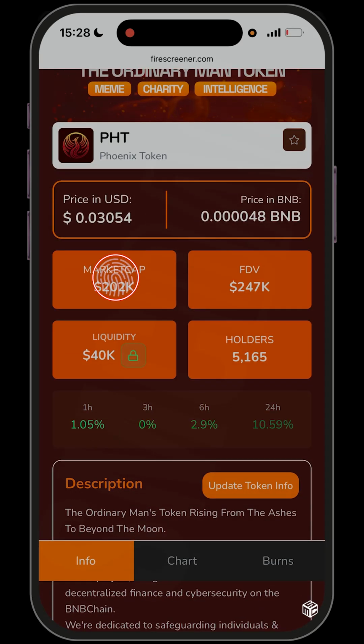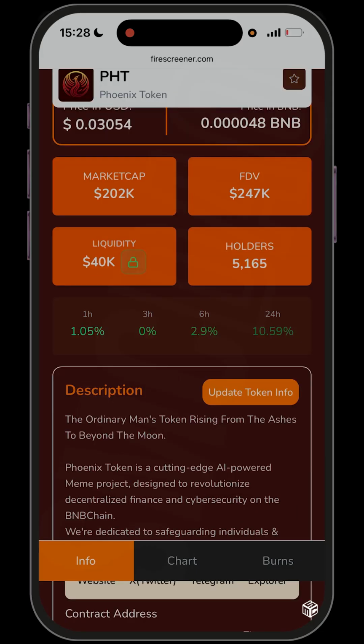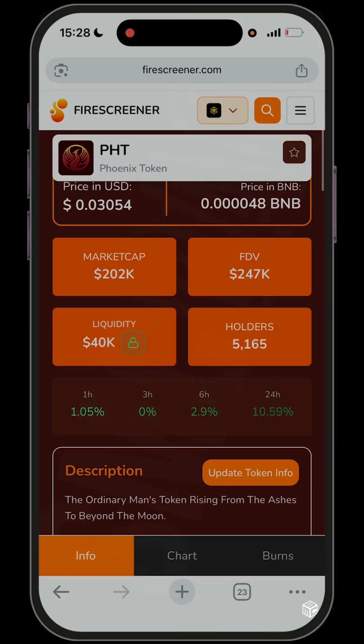Now you could check this liquidity. It's one of the important metrics. It tells you how easily people could buy and sell the token. Higher liquidity means smoother trading, while very low liquidity can make entering or exiting very, very difficult. So a token with strong liquidity is usually safer than one with extremely low liquidity. And the liquidity here, 40,000 USD, that's a strong liquidity.